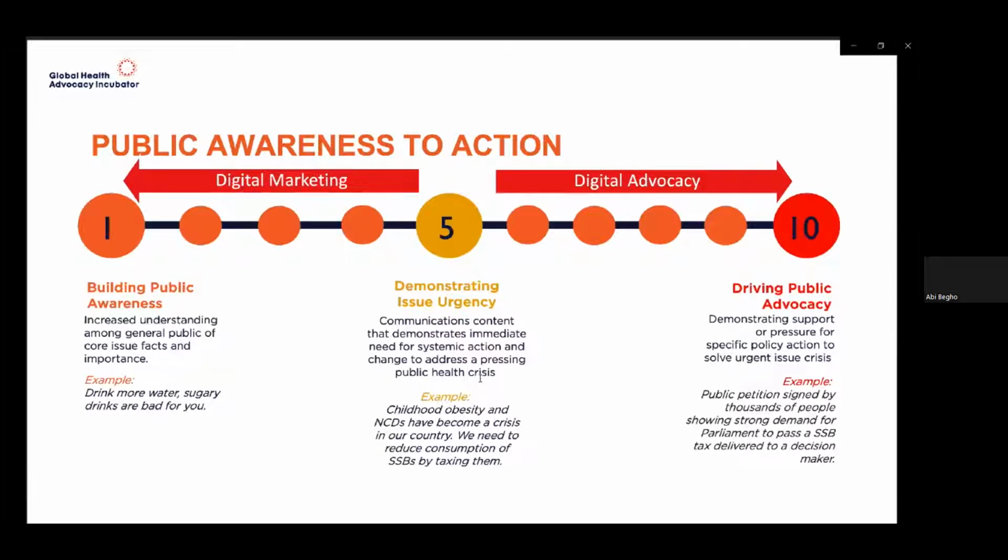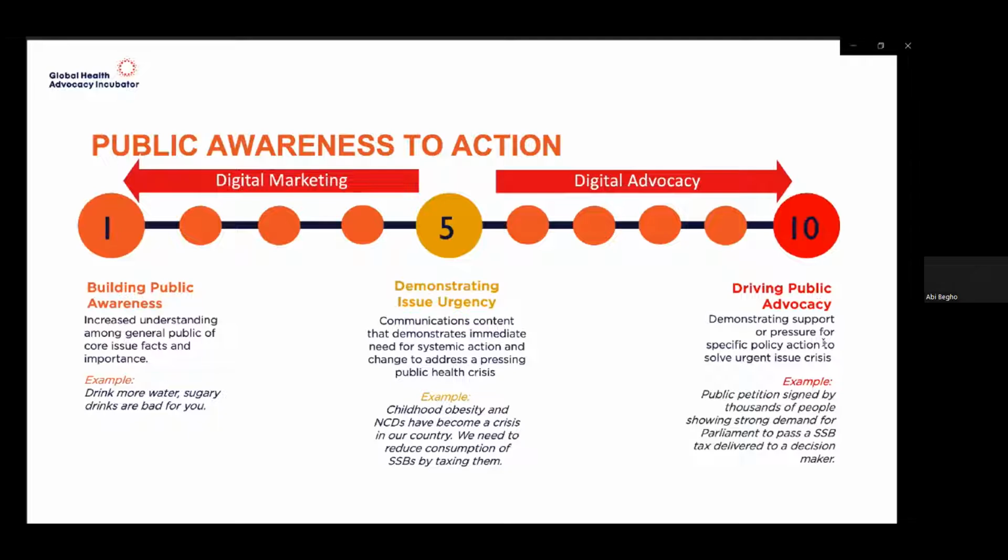This is content that demonstrates immediate need for systematic action and change to address a public health crisis. So childhood obesity, NCDs have become a crisis in our country. We need to reduce consumption, right? These are all marketing. Advocacy is where you get into the action and things get hot. You see it goes up to 10 right here. And what you've got here is driving advocacy. And this is demonstrating support or pressure for specific policy action to solve an urgent issue, a crisis, right?